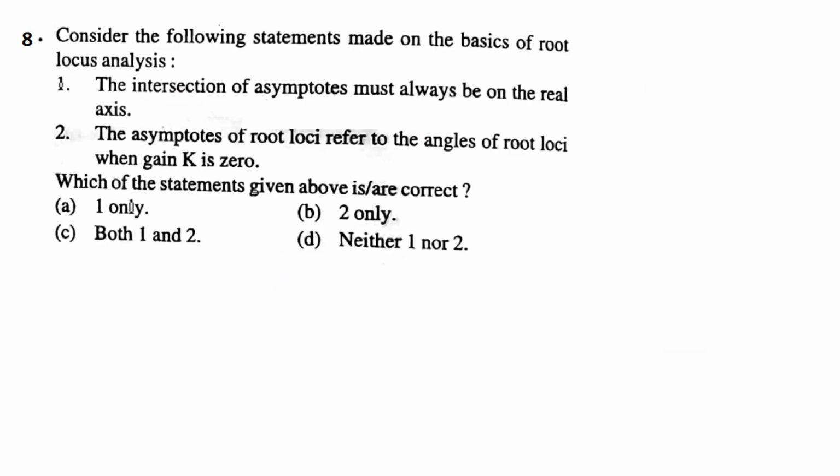Next, consider the following statements made on the basis of root locus analysis. The first one: intersection of asymptotes must always be in the real axis. The intersection of asymptotes, that is the centroid, is always in the real axis, correct. Then the second one: the asymptotes of root loci refer to the angle of root loci when K is 0. That is wrong. So the answer is 1 only.